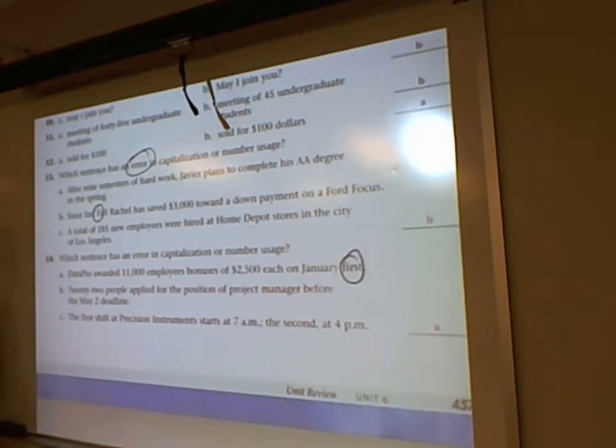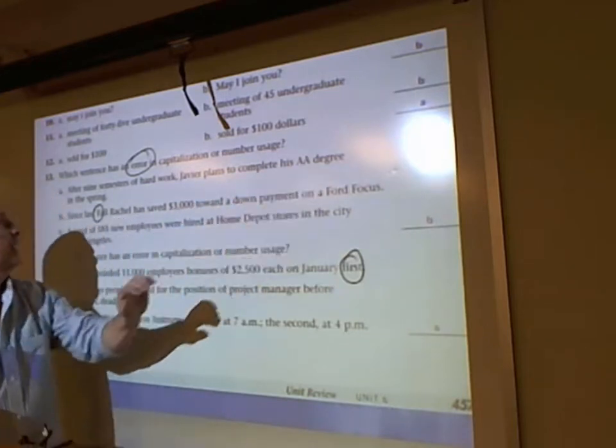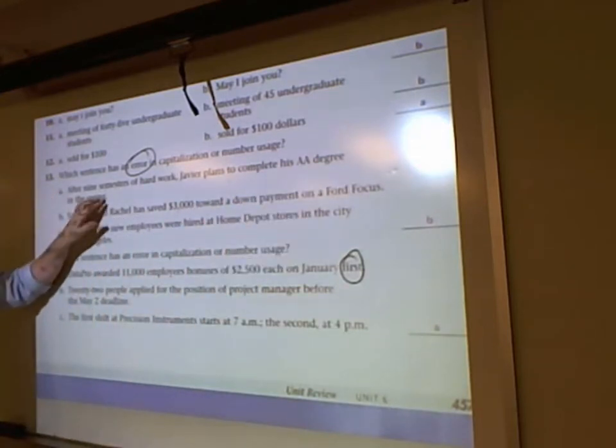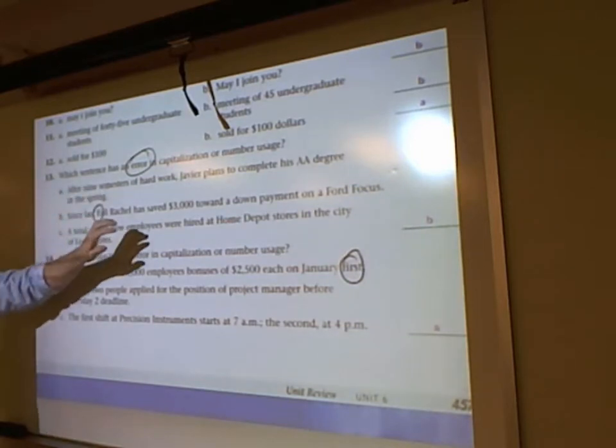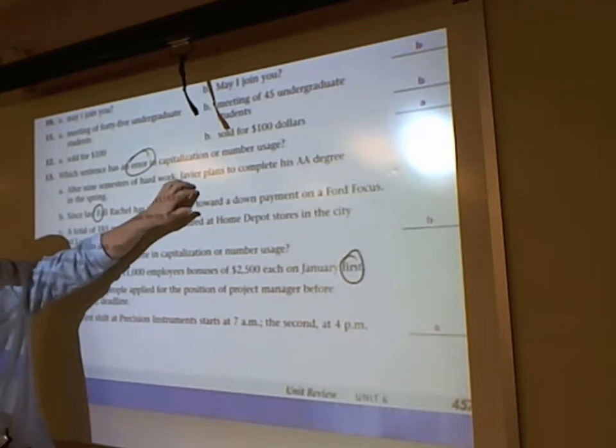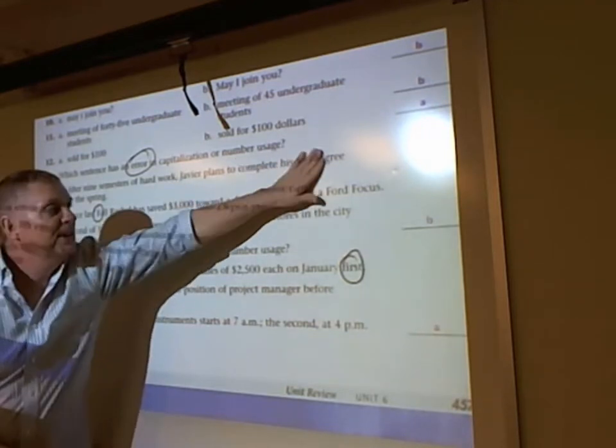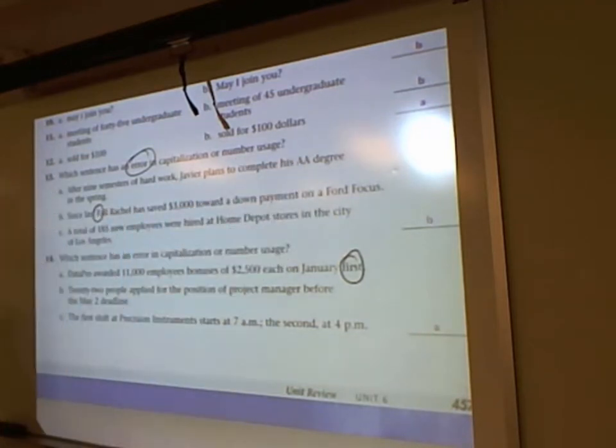After 9 semesters of hard work, Javier plans to complete his Associate in Arts degree in the spring. Everything there is correct. 9 semesters is between 1 and 10, so it should be spelled out as a word. Javier is capitalized. AA is the abbreviation for the degree, which is capitalized with no periods, and spring is not used as a title, so that's correct.